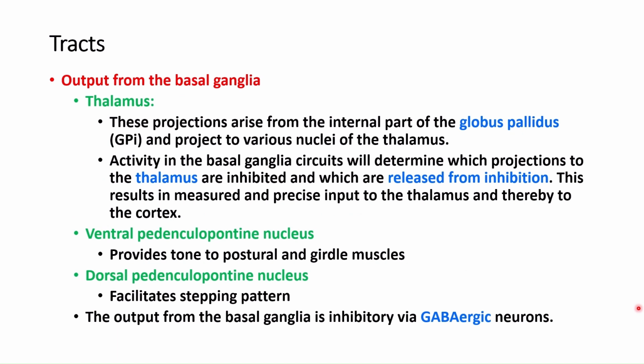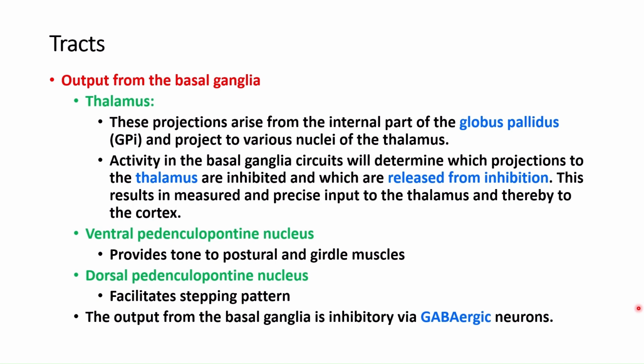One of the outputs is to the thalamus. The thalamus is receiving information from the internal part of the globus pallidus, and the thalamus is normally under inhibition. So unless there are some changes there, nothing is sent to the thalamus. It depends on which pathway is used in the basal ganglia. Either the information is inhibited more, so nothing will be sent to the thalamus, or that inhibition is released.